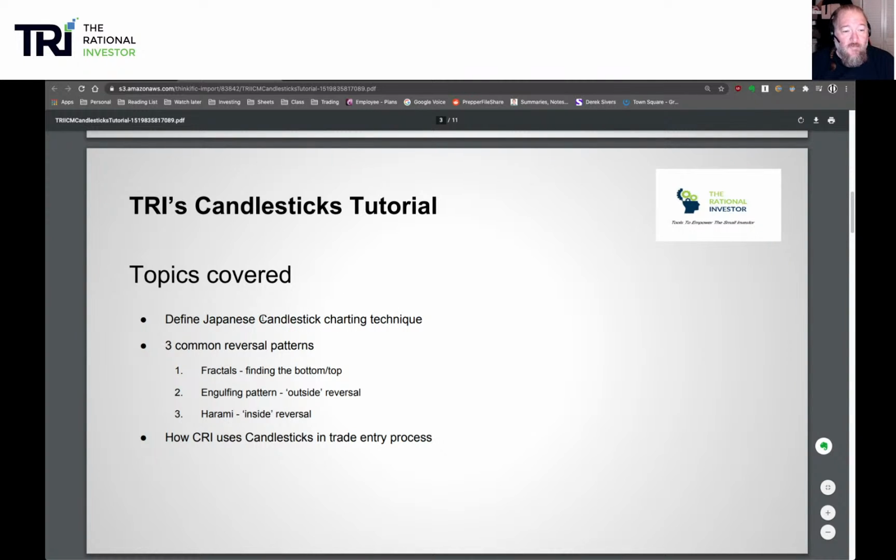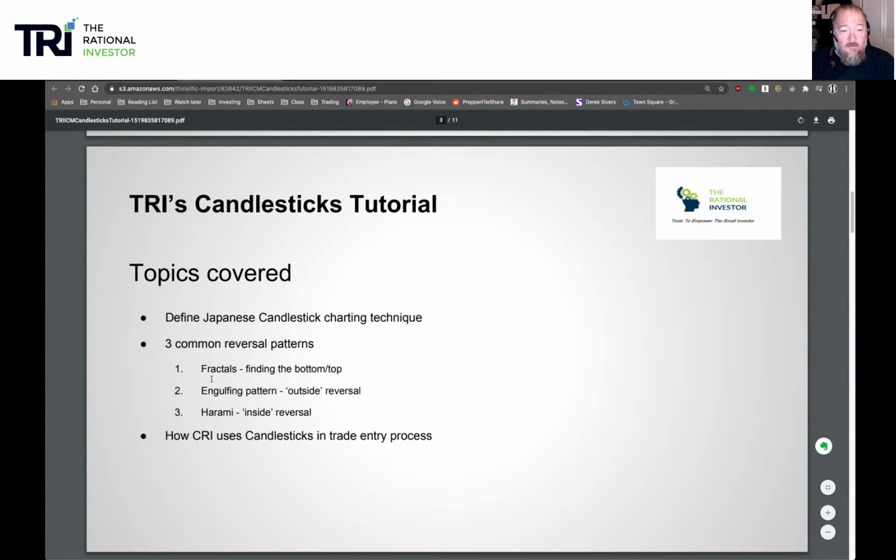Okay. So Brian defines the Japanese candlestick charting technique. We look at three common reversal patterns. Okay, we look at fractals, which is our 3-bar pattern. You look at our engulfing patterns, which are outside reversal patterns, and our haramis, that are inside reversal patterns. Those are our 2-bar candle patterns. We do also talk about some other 1-bar reversal patterns, and another 2-bar pattern that we call the railroad tracks.